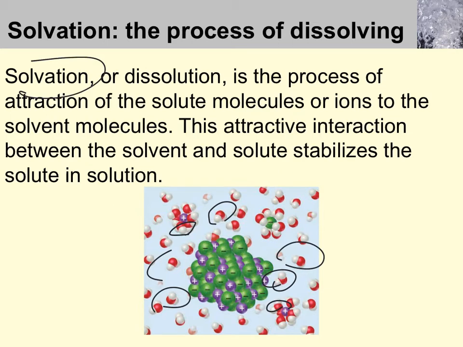So if you look at this little species here, you can see there is an ion in the middle, and the water molecules are completely surrounding that ion. Okay, so that represents solvation, and solvation must occur in order for something to dissolve.